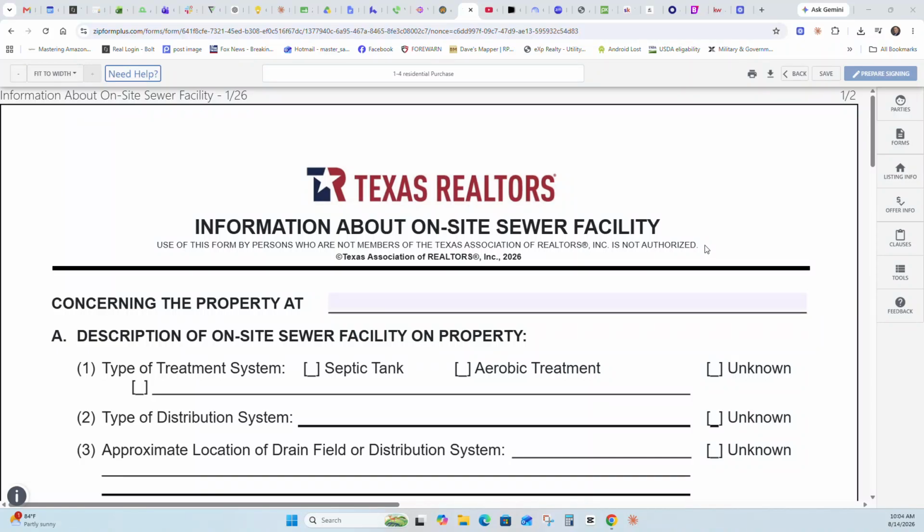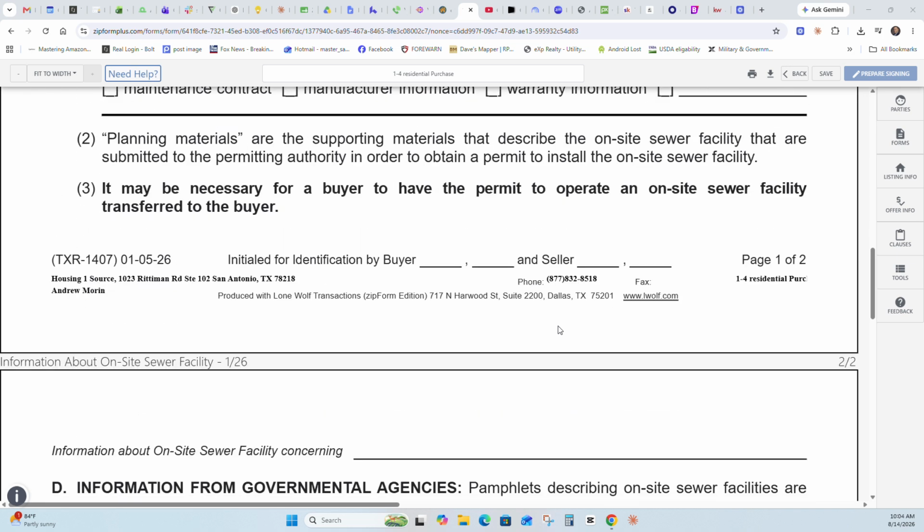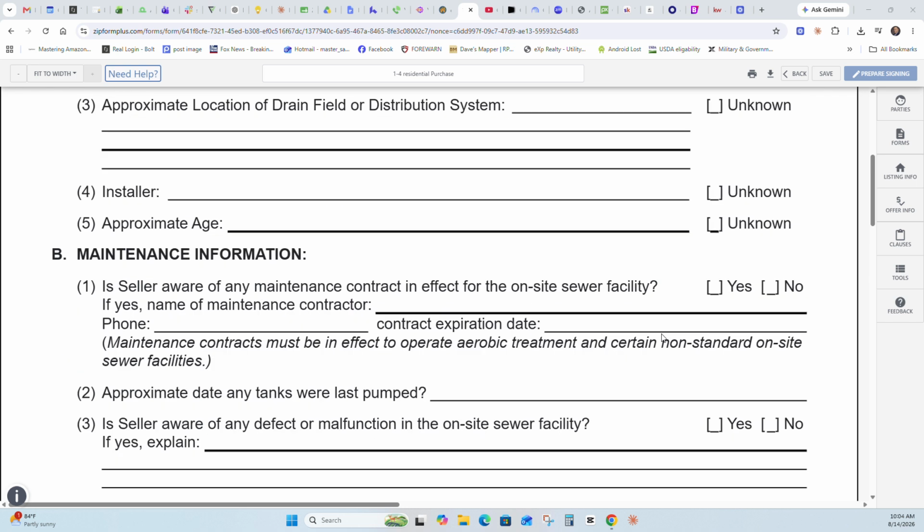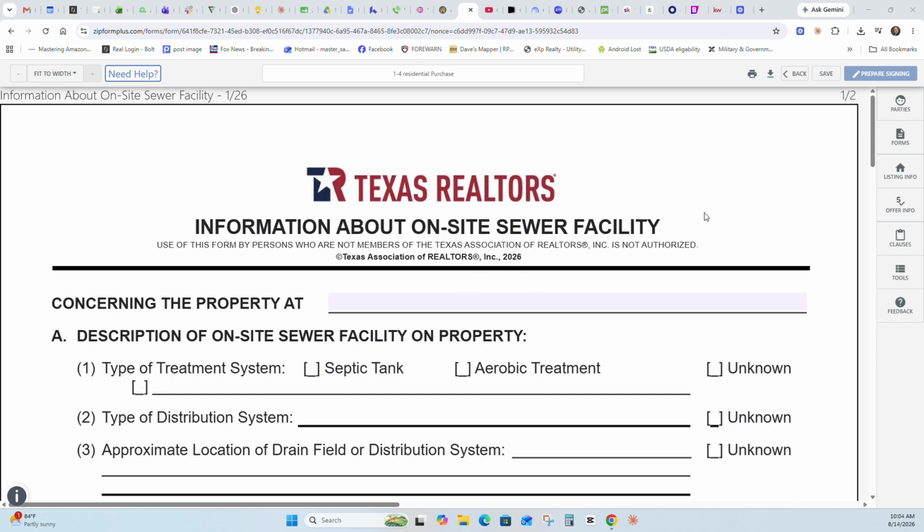So today we're going to go ahead and take a look at information about sewer facility, how to fill this one out. This is again a TREC form. The form number is 1407. If you're looking to pull this form, this is for anyone that has a septic or a sewer on the property, not city sewage, but your own septic or any kind of waste thing like that on your property.